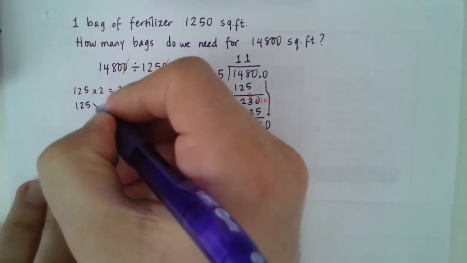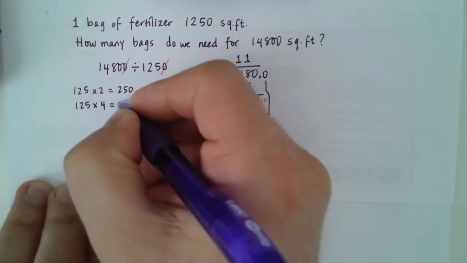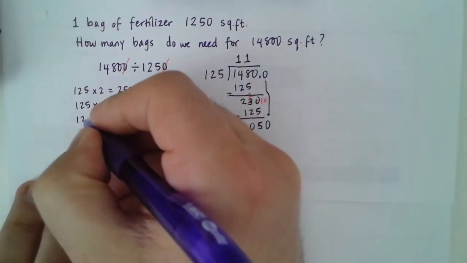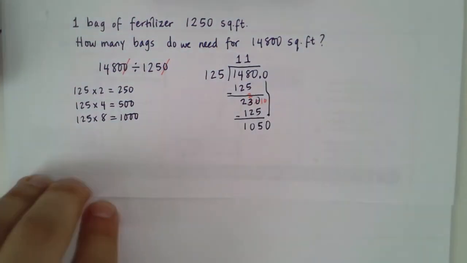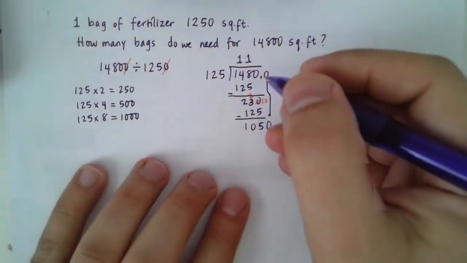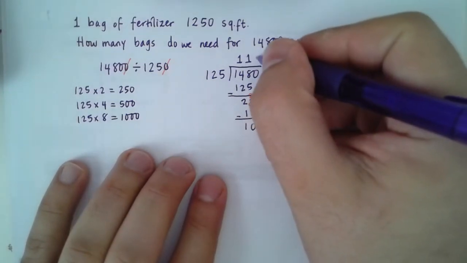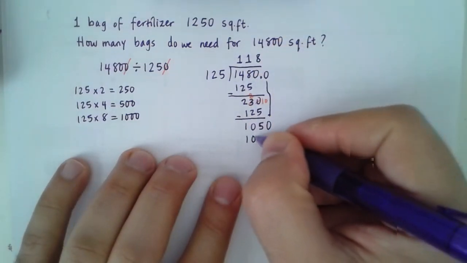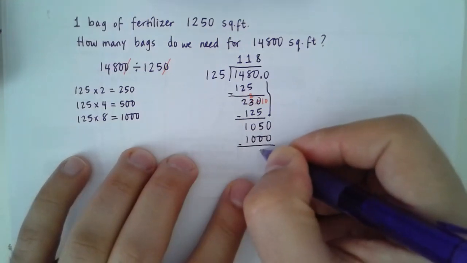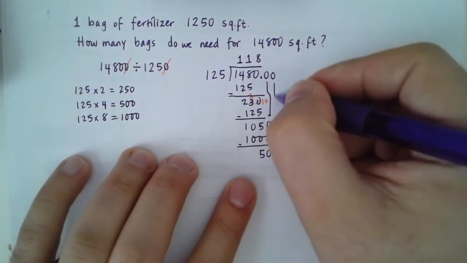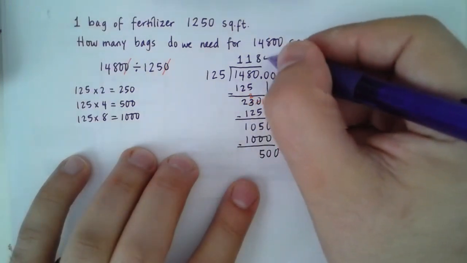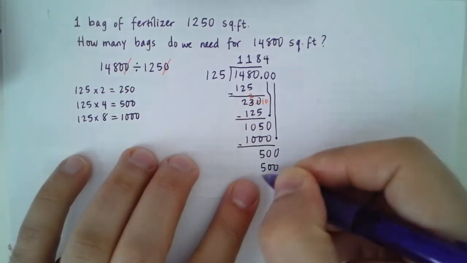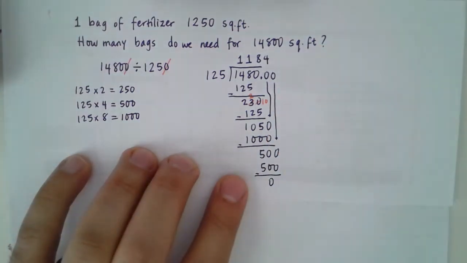It's really easy to check. 125 times 4 will be double of 250, which is going to be 500. And 125 times 8 will be double of this one, which is going to be 1000. We can just check that easily. So you multiply that by 8, it's going to give you 1000. You subtract, you got 50. Insert another 0, write it down. So 500, 125 goes into 500 4 times. It's going to be 500 as 0. So we got the answer with 2 decimal places, it's 11.84.